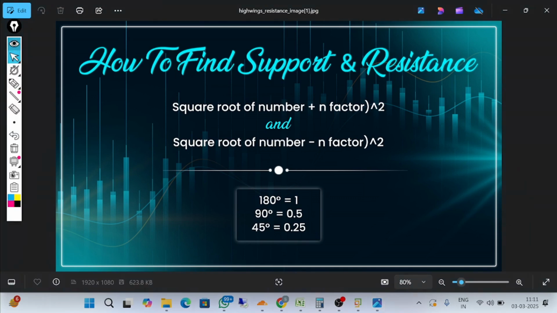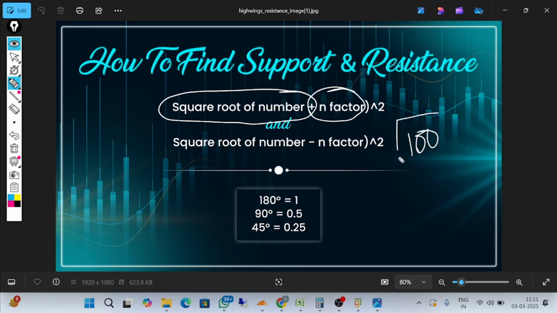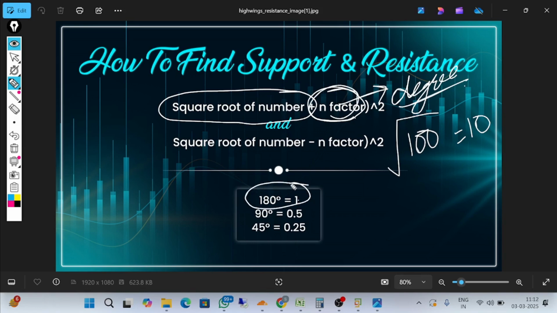Now, what's the method? We take the square root of a number plus an n factor. Let's suppose the number is 100. First of all, make a square root, so that is equal to 10. Then the n factor. Now what is the n factor? The n factor is a degree. Like 180 degree equal to 1, 90 degree equal to 0.5 and 45 degree equal to 0.25. So 0.75 would be 135 degree and so on.